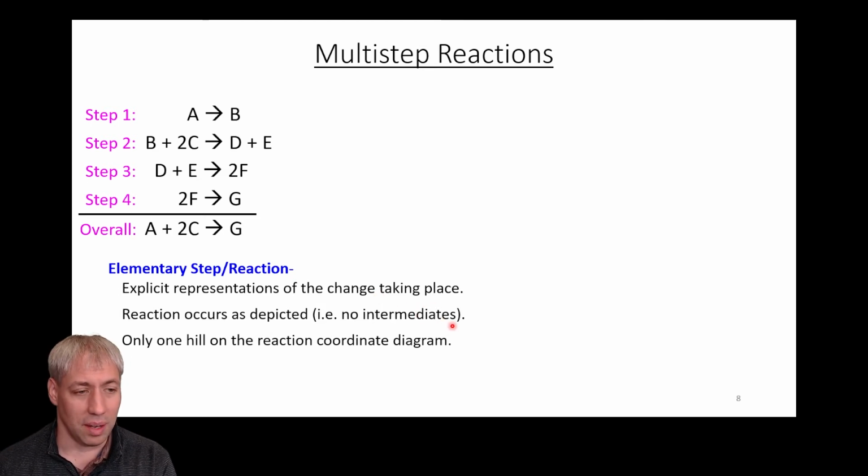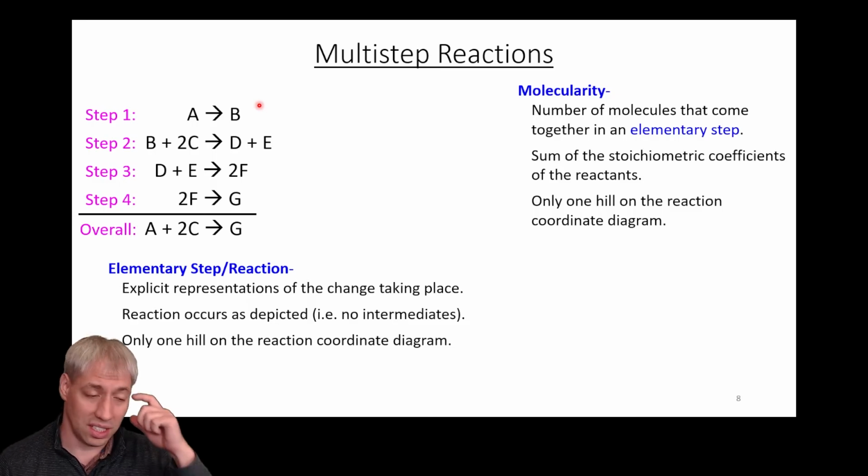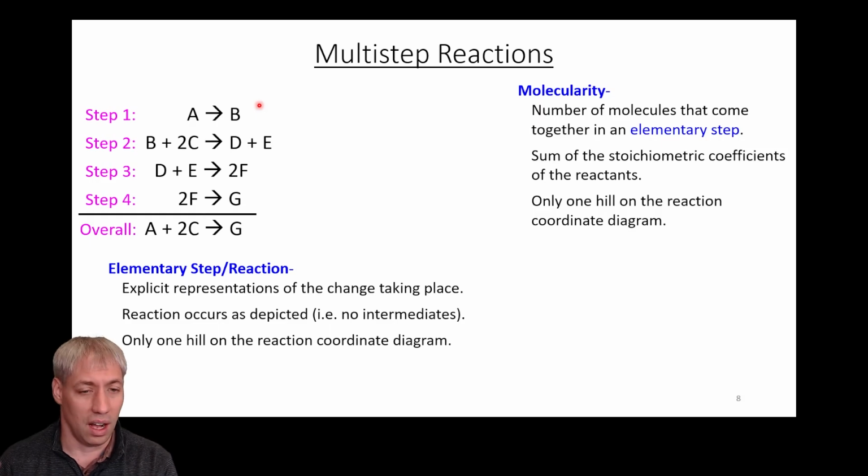Again, each one of these steps represents a hill on the reaction coordinate diagram. One thing to note about each of these steps is you can think about each of these as being an independent reaction, right? A going to B is something that can happen. Now, B might go through subsequent steps, but we can treat this as an individual step. And because it's an individual step, we can think about it as a single reaction, a single product and reactant, a single rate law associated with that.